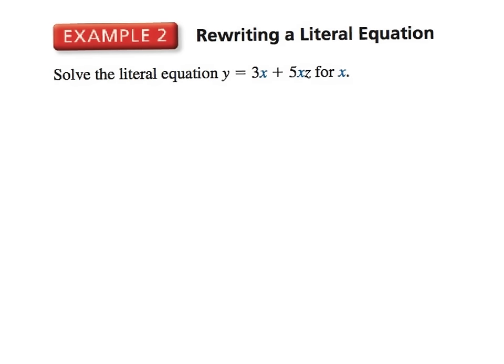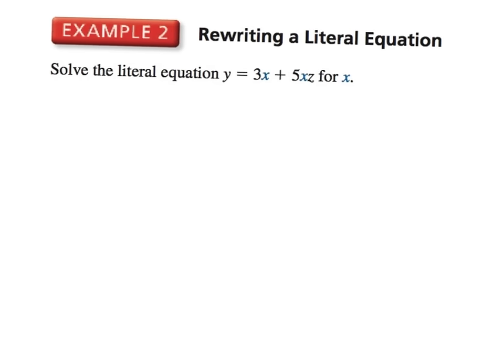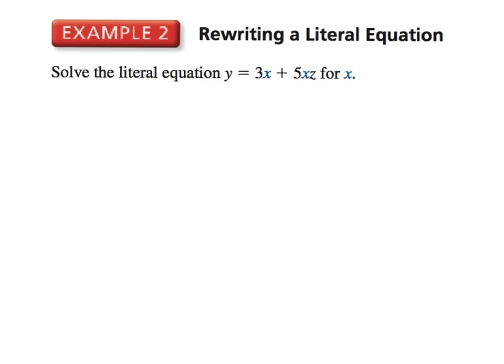Example number 2. Solve the literal equation for x. Now, this is what we kind of worked on the other day. Here, we have x in more than one term. So the first thing you have to do is get everything on the other side except the terms that have the x in them, which in this case we already have. So we have the y on the left, and we have the 3x and the plus 5xz on the right. What I now have to do is use the distributive property. Distributive property can be done the opposite way. Instead of multiplying in, I can divide out. So I want to divide out the x.